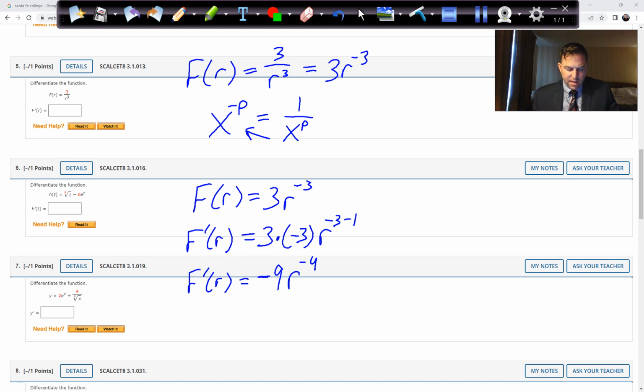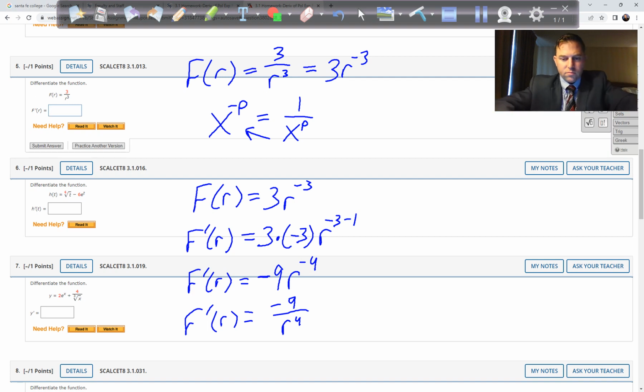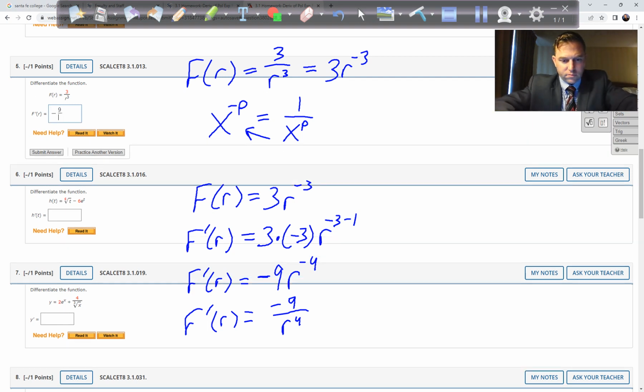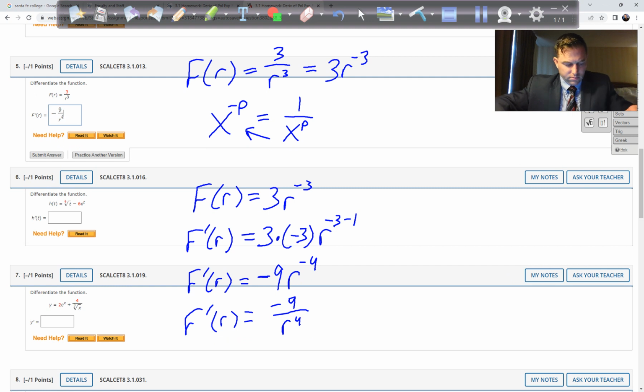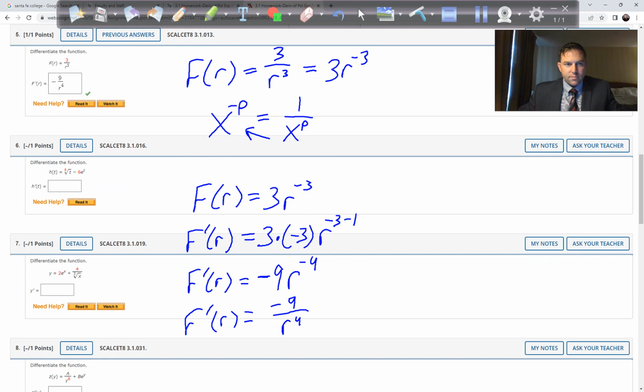So this should be the answer. I'm going to try to type it like that, but they probably want me to write it as a fraction. So actually, let me just write it like they want. This would be minus 9 over r to the positive 4. It's probably how they want me to type it. Okay, and we're good to go there. So that is positive powers, negative powers, an example of each.